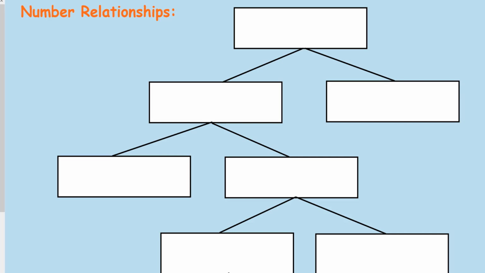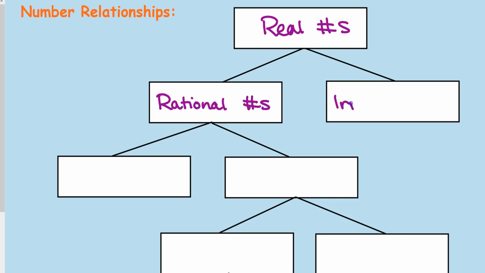If you think about the number sets that we were just looking at, the largest number set that encompassed other number sets was the set of real numbers. And that branched into the sets of rational numbers and irrational numbers. So if you think of real numbers as the umbrella, rational and irrational are both inside that umbrella.